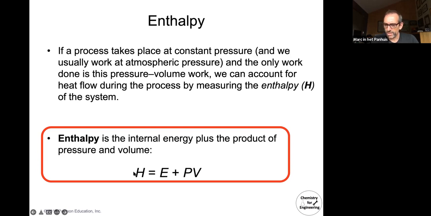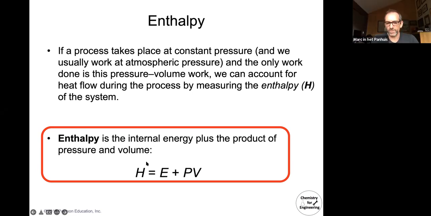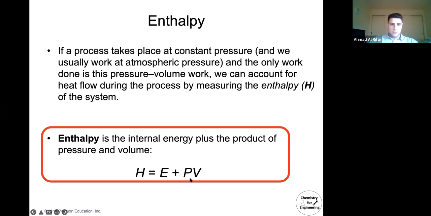So there's another question: isn't H enthalpy? Yes, that is correct. So is H and E the same? Are they both enthalpy? No, H is the enthalpy. H is the internal energy plus the product of pressure and volume. So H and E are not the same. They differ by the value of P times V.